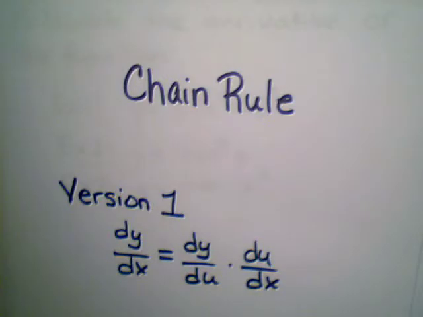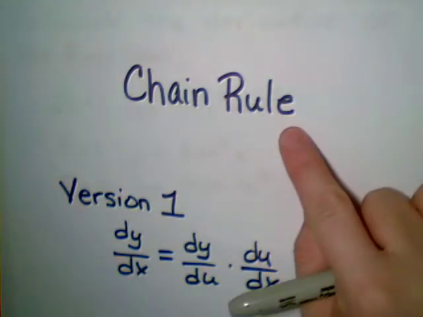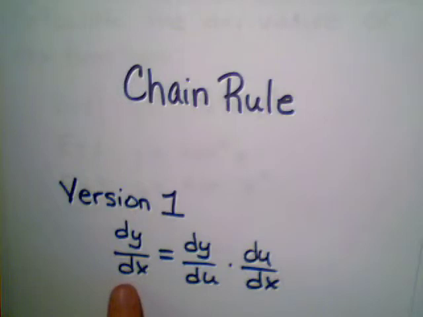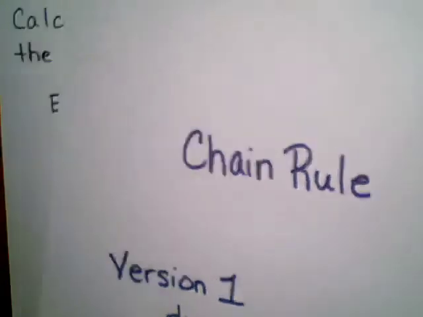Hi again. This video is going to show some examples of the chain rule for differentiation. In particular, we're going to look at the way to write the chain rule down, where the derivative of y is written dy dx, and it's broken down as a product, dy du times du dx. We're going to look at three examples here in just a moment.